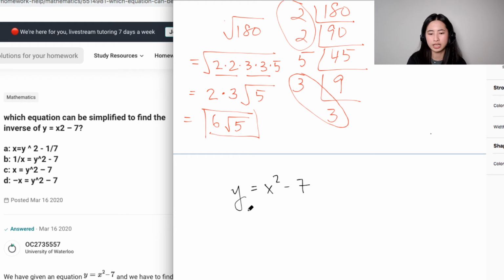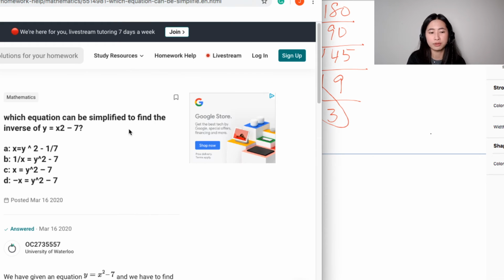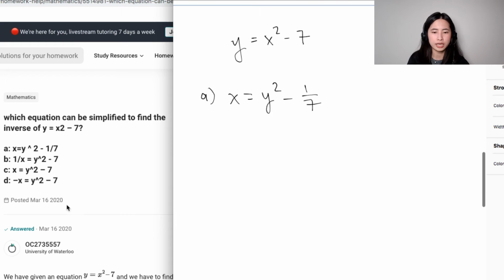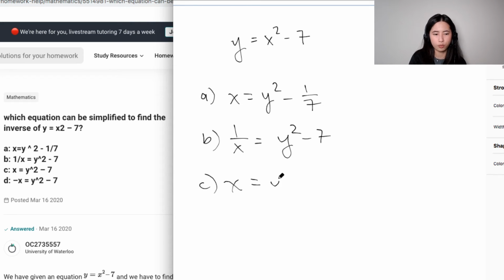And we're supposed to find the inverse, right? Or can be simplified to which of the following options, right? So first of all, for part A, we have x is equal to y squared, and this is minus 1 over 7. Then for part B, this is going to be 1 over x, which is equal to y squared, and this is minus 7. For part C, we have x, which is equal to y squared, and this is minus 7. For part D, we have negative x, and this is equal to y squared, and this is minus 7.